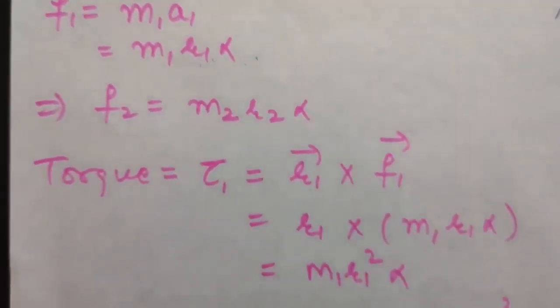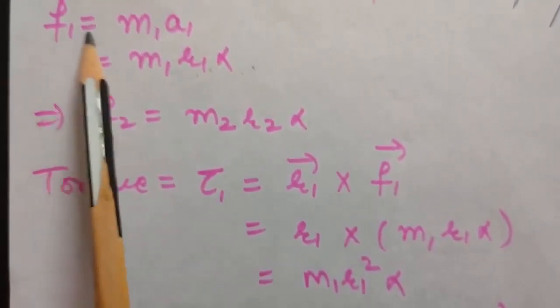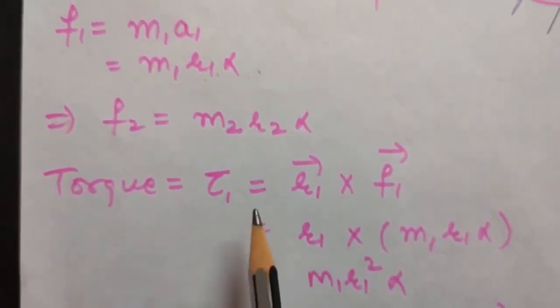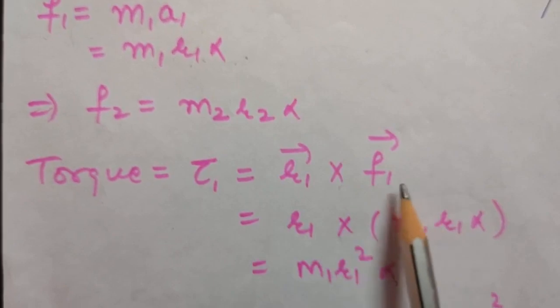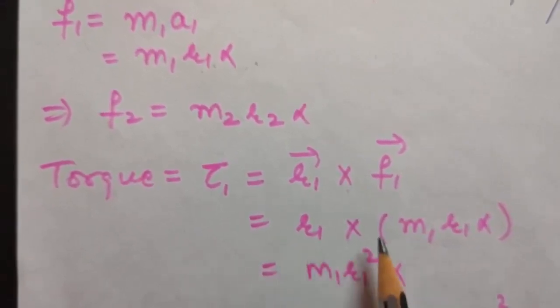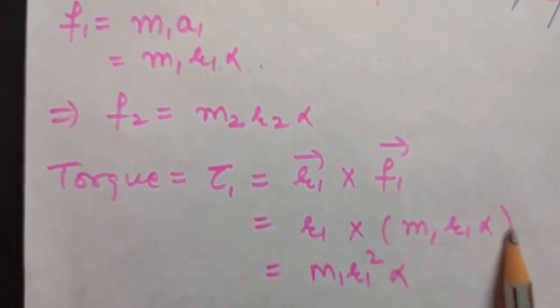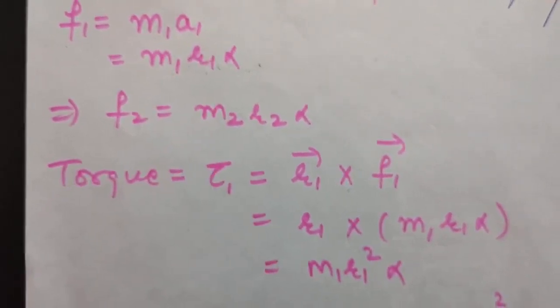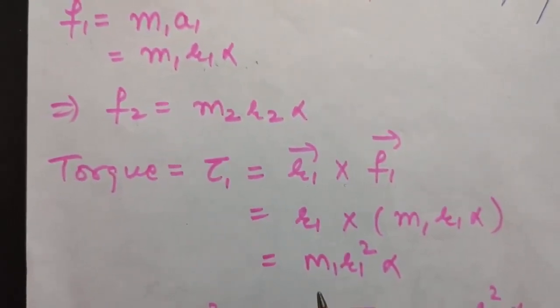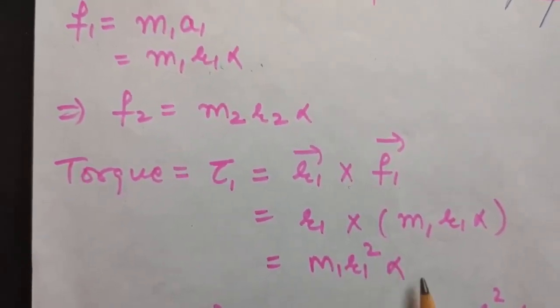So if I calculate torque due to this force first, torque 1 will be r1 cross F1. r1 will remain as it is, cross F1, which is m1 r1 alpha as you have calculated here. So now this will become m1 r1 square into alpha.